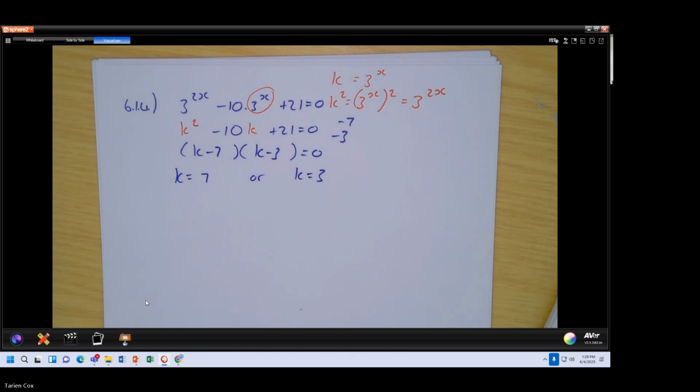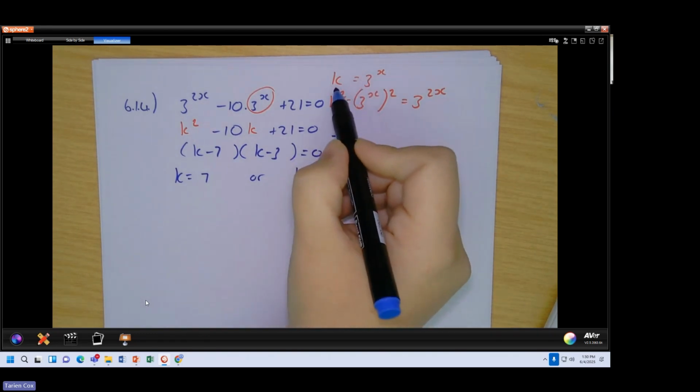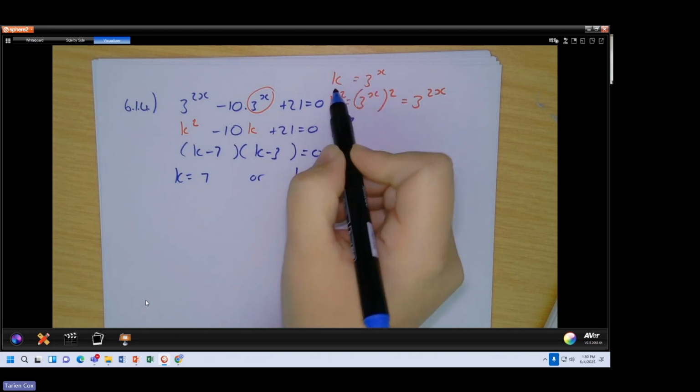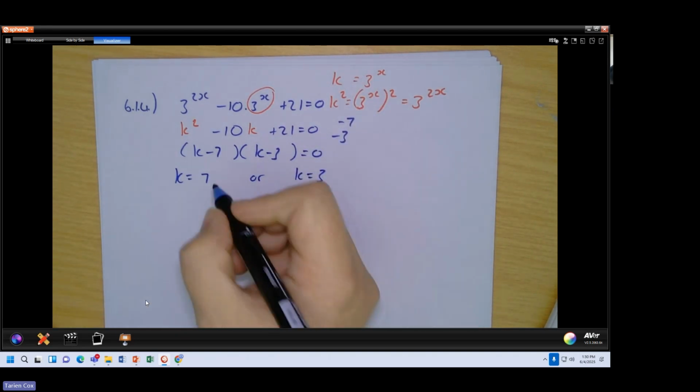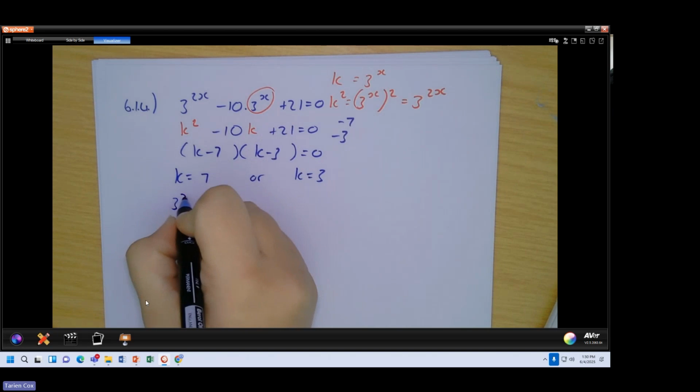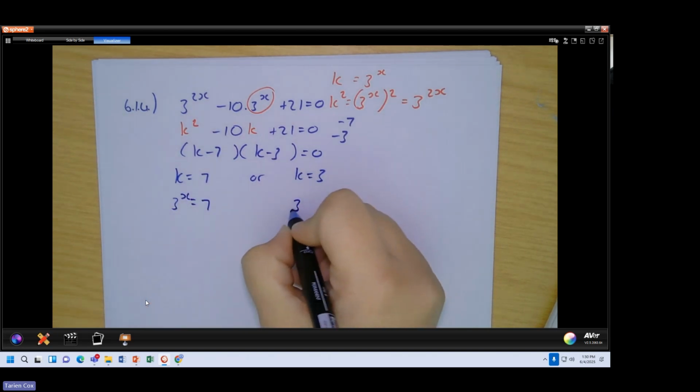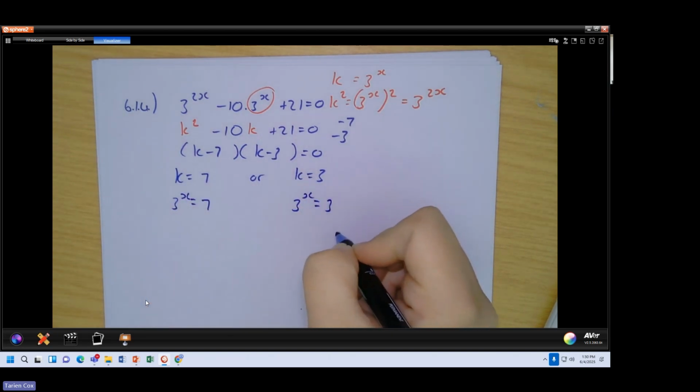So I'm going to first focus, well, the question doesn't start off with k. The question started off with x and 3 to the power of x. But remember, we made it k. So if we make it that, we also need to turn it back. Which means I need to rewrite this now as 3 to the power of x is equal to 7, or 3 to the power of x is equal to 3.